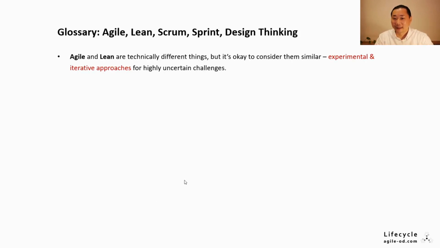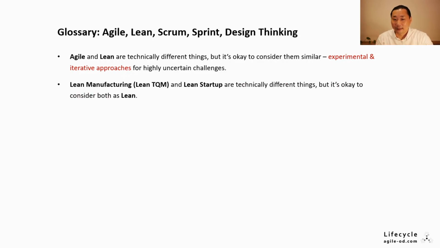Let's start with clarifying the taxonomy. Agile, Lean, Scrum, Sprint, Design Thinking. We all hear these terms and they seem to relate to or compete with Agile. Quite confusing, right? First, Agile and Lean are technically different things emerging from different origins, but they share a lot of commonalities, so just consider them as same. They are both experimental and iterative approaches for highly uncertain challenges. And then we have Lean, which we have the good old Lean Manufacturing, or Lean TQM, Total Quality Management, made famous by the car manufacturer Toyota, and the more recent Lean Startup phenomenon. But for now, just consider them both in the large bucket of Lean.